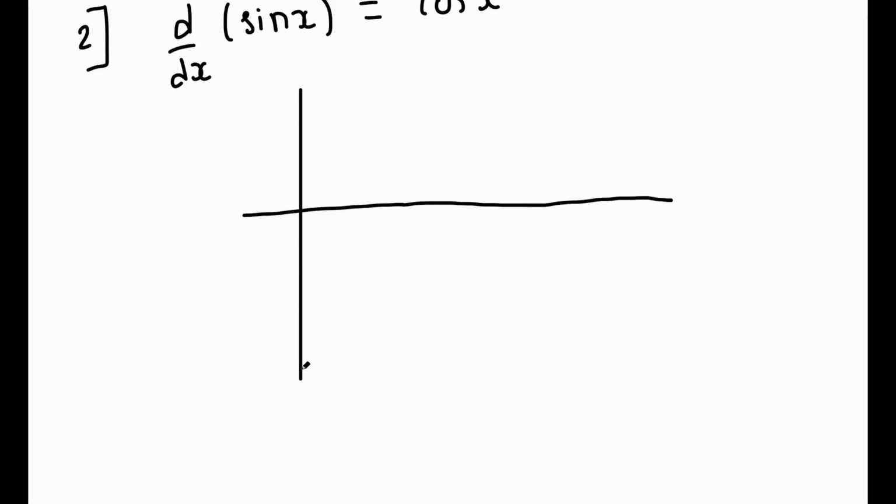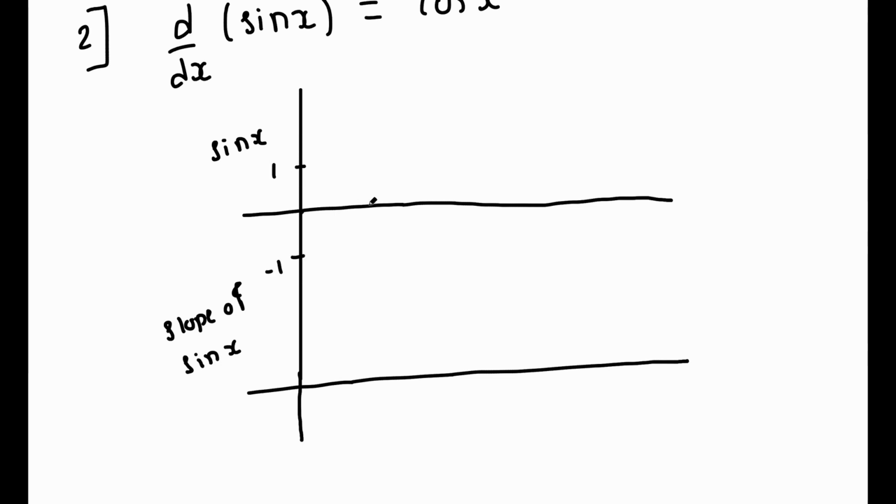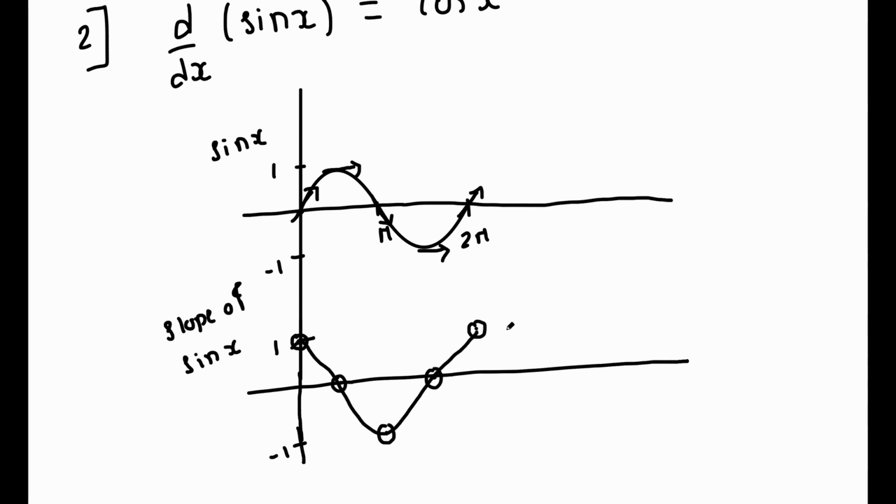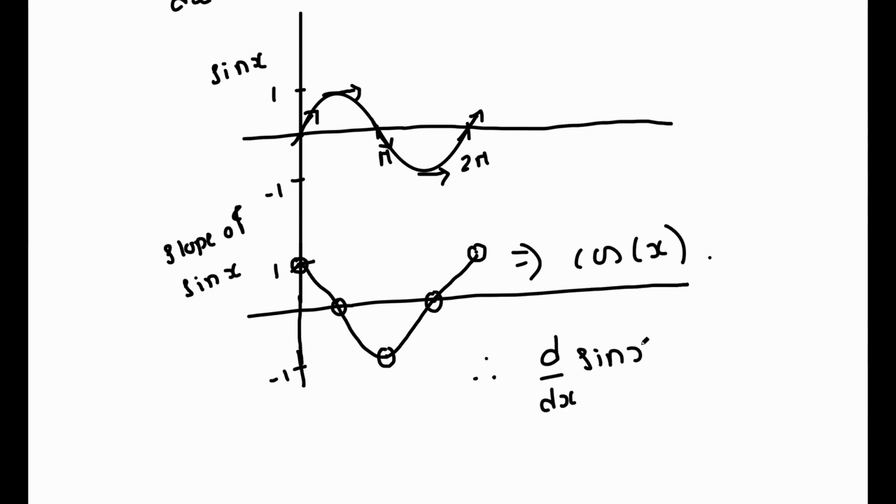To see this graphically, plot the function sin x. We see that the slope of sin x at x equals 0 is 1. The slope at x equals pi by 2 is 0. The slope at x equals pi is minus 1. The slope at x equals 3 pi by 2 is 0. And the slope at x equals 2 pi is 1. If we join all these values of slopes, we get the graph of cos x. Thus the derivative of sin x is cos x.